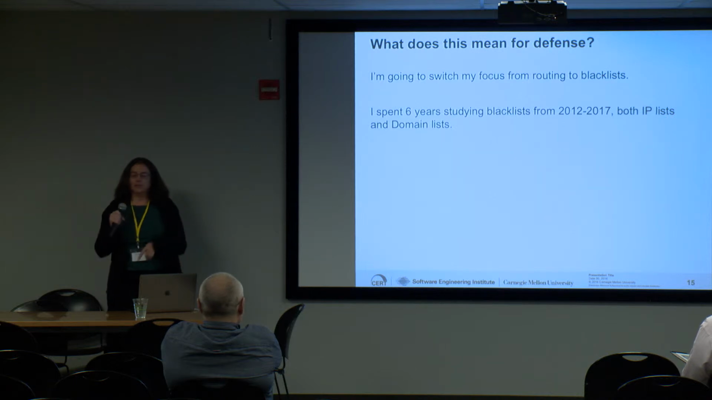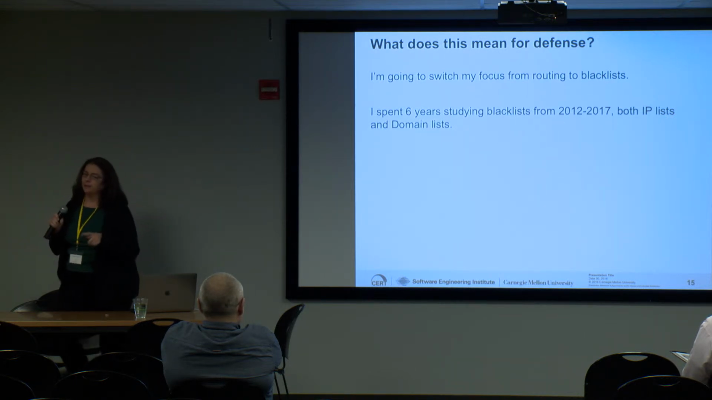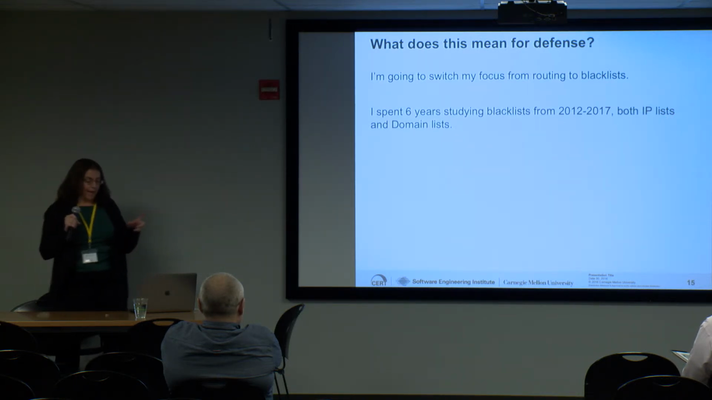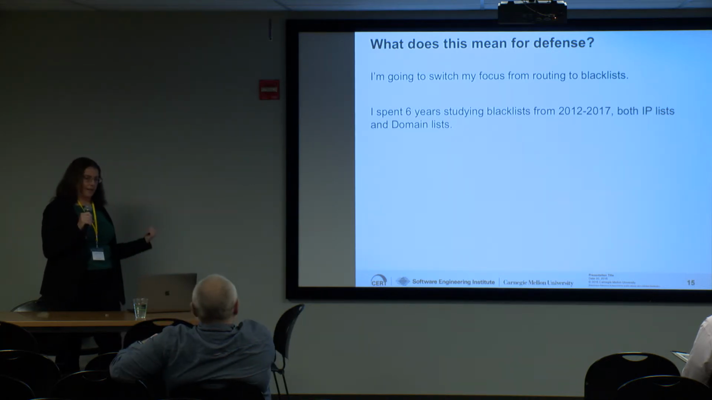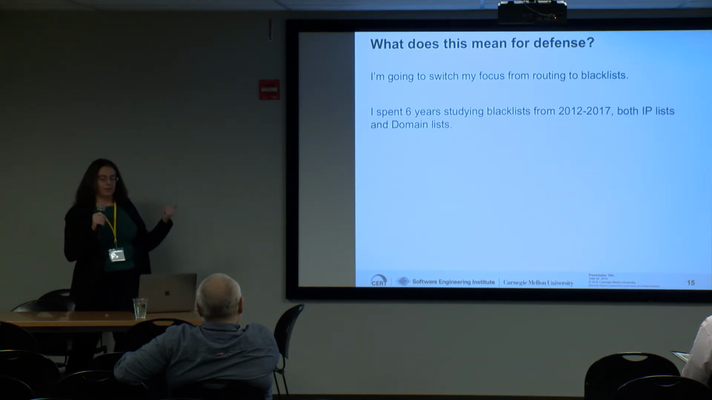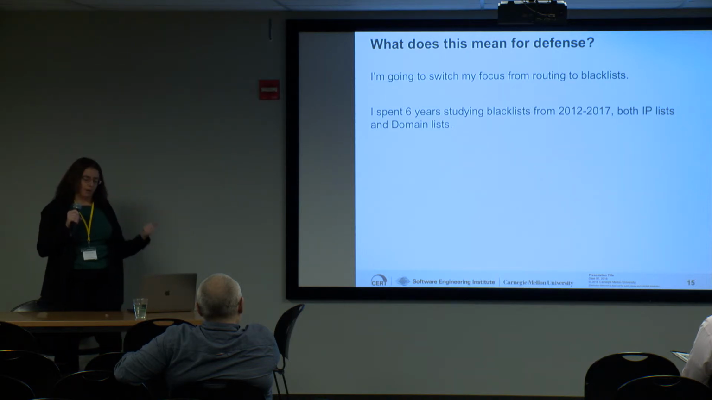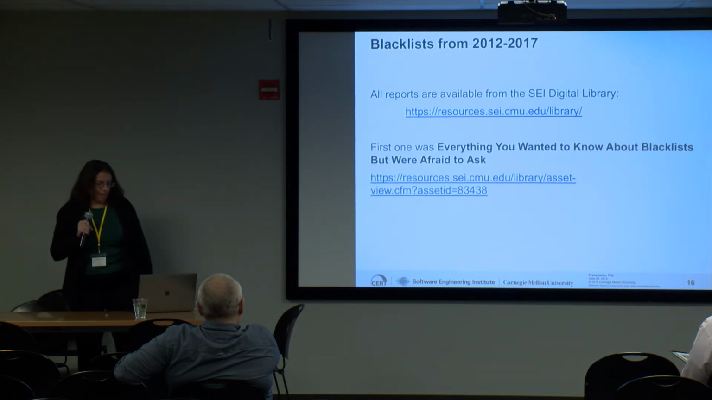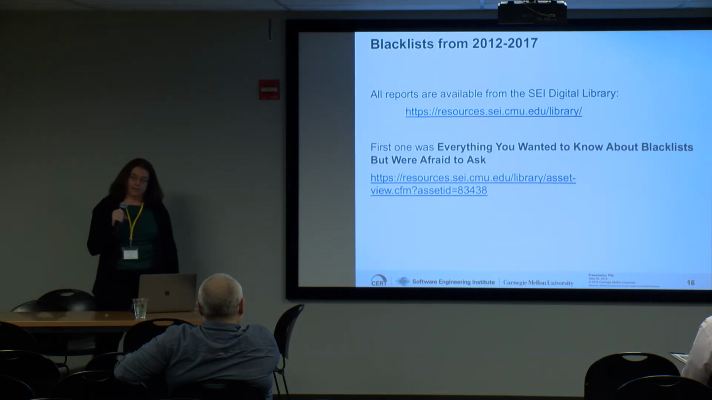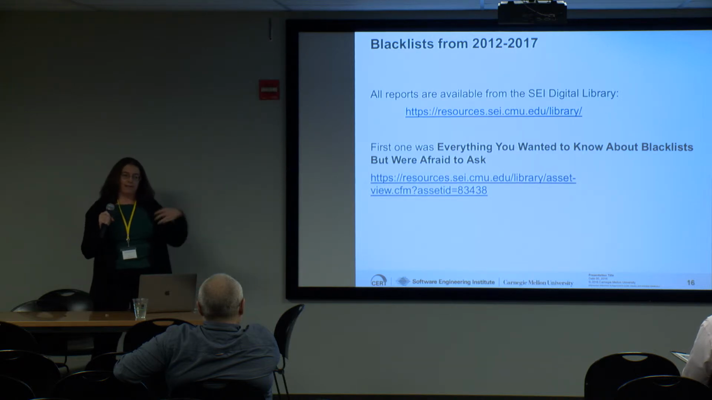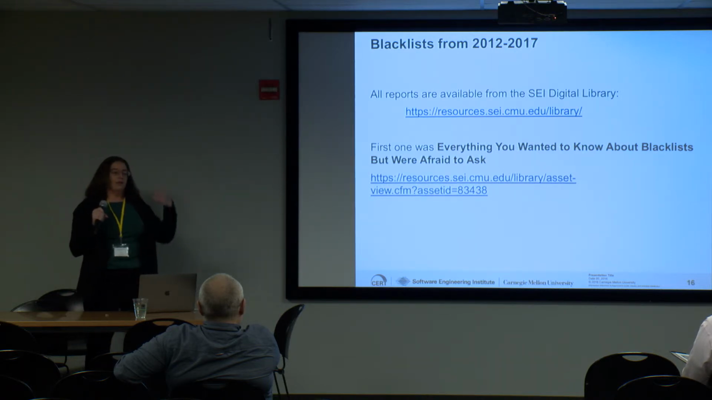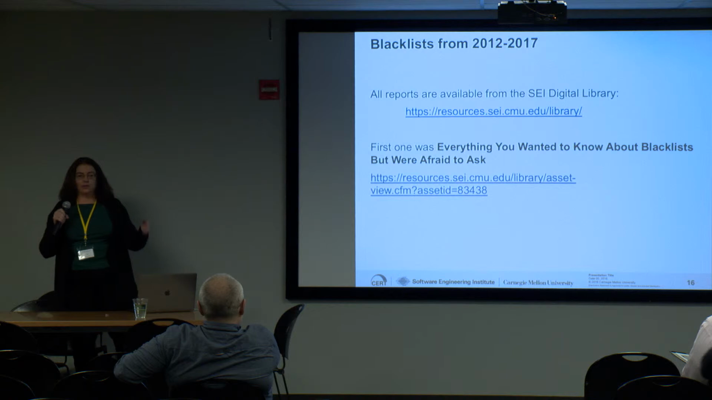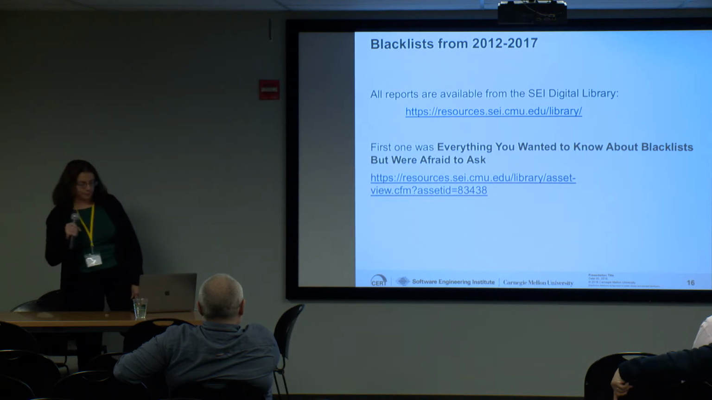So I'm going to switch my topic from routing to blacklists because I had the theory based on this first part that affects the second part. And I've spent 6 years studying blacklists. We did blacklist reports from 2012 to 2017, both IP lists and domain lists. And they are all available from the SEI Digital Library. And why am I saying SEI instead of CERT? CERT is part of the Software Engineering Institute, which is part of Carnegie Mellon.